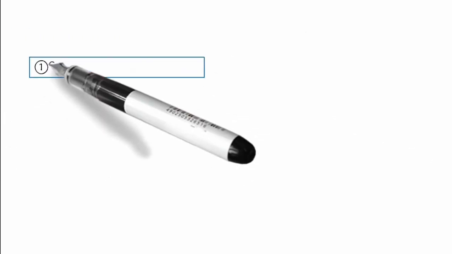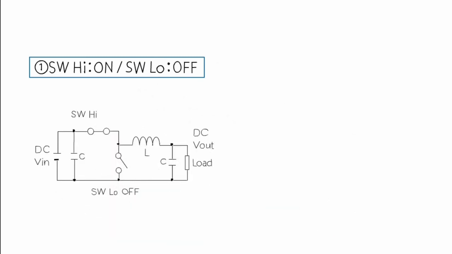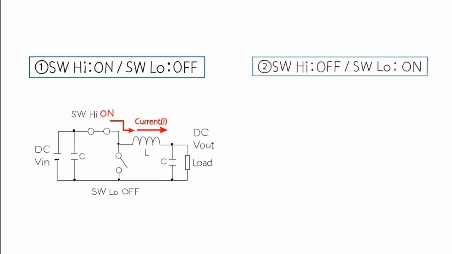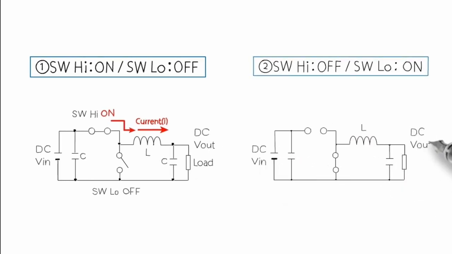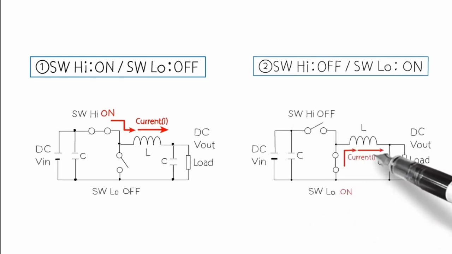when the switching transistor S-switch high is set to on and S-switch low is set to off, the inductor L is energized and it stores energy. When the S-switch high is turned off and the S-switch low is turned on, the inductor outputs a current. The capacitor C adjusts its voltage level and supplies it to the resistive load.